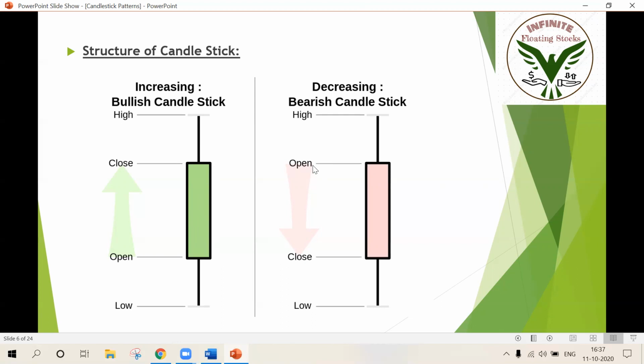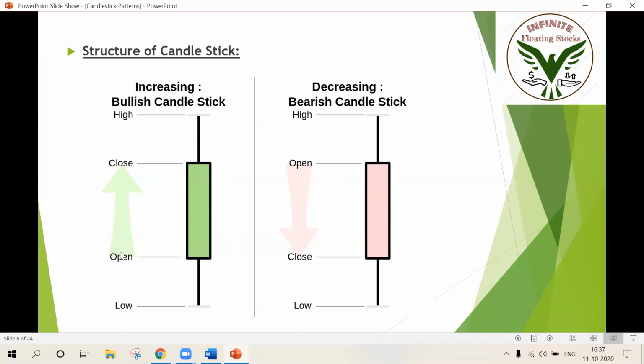For a red candle, a bearish candlestick, open will be at the top because sellers come to the market and they push the price downward. So open will be at the top. I repeat, this is the structure of a candlestick. This is the low of the candlestick. This is the high of the candlestick, for the green candle as well as the red candle.